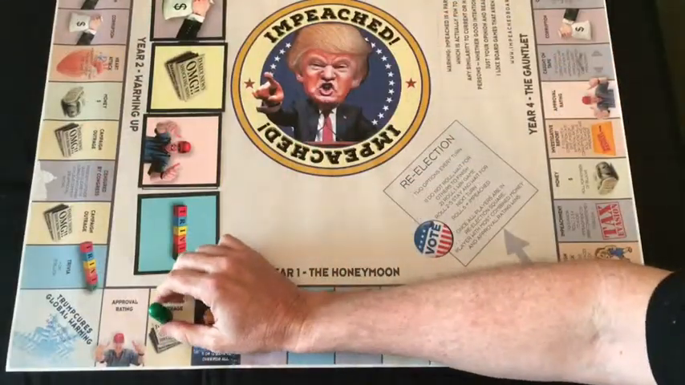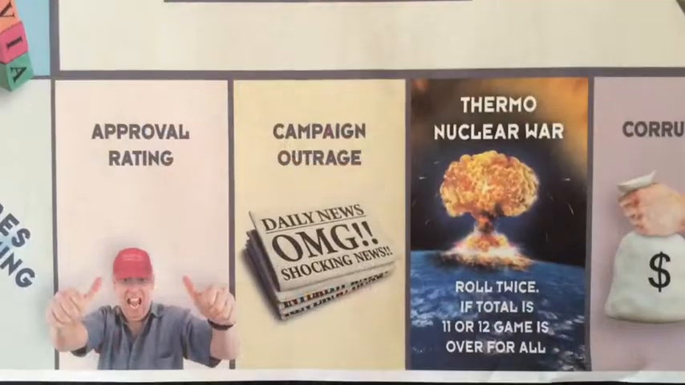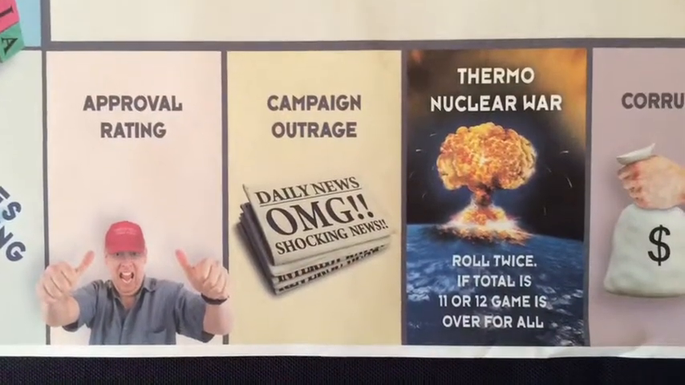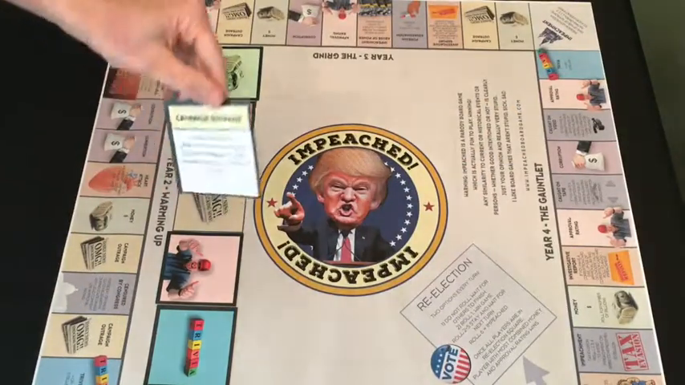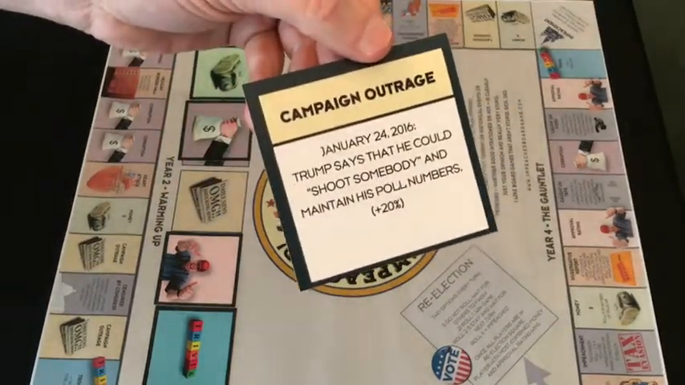Another repeating space is campaign outrage. When landing on this space, you draw a card and read about a true and unusual event from the 2016 presidential campaign. You will either gain or lose approval rating as shown on the card.